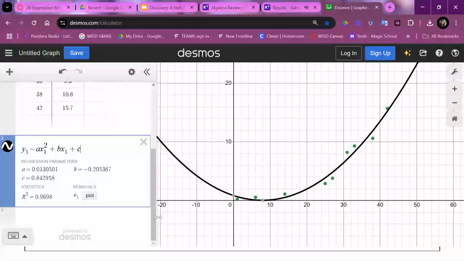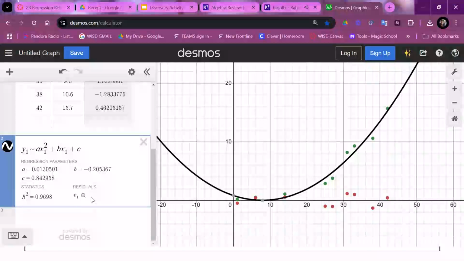Its residual plot is way easier to find because you just literally press plot. So you see where it says plot? You just press it, and there's your residual. So now you have your residual plot. So you analyze your residual plot. Is it randomly scattered? Yeah, it's randomly scattered above and below the x-axis.